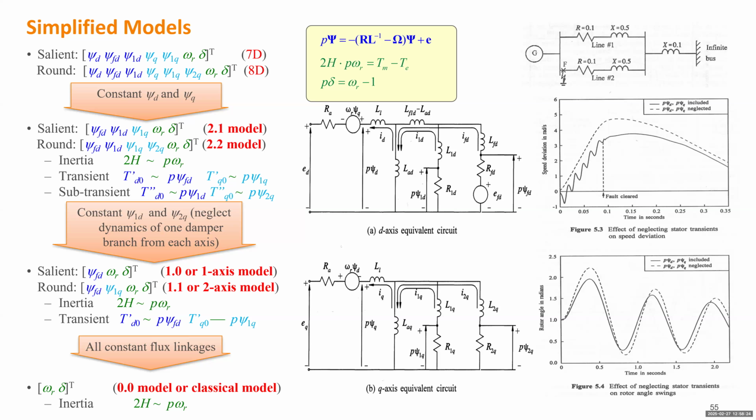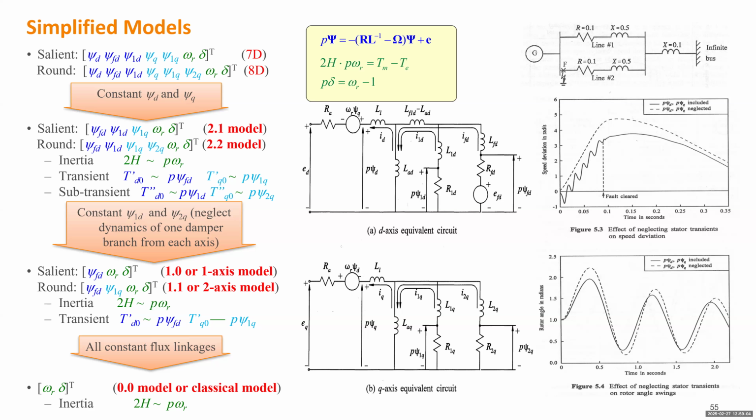For the round rotor generator, it will be a 2.2 model, okay, with 4 flux linkage state variables plus 2 swing equation state variables. For the cylindrical rotor generator, you can remove the last flux linkage, so only considering just 1 damper, 1Q in the Q axis. So it will be a 2.1 model. The number before the point indicates how many flux linkages you model in the D axis, and the number after the point indicates the number of flux linkage state variables modeled in the Q axis.